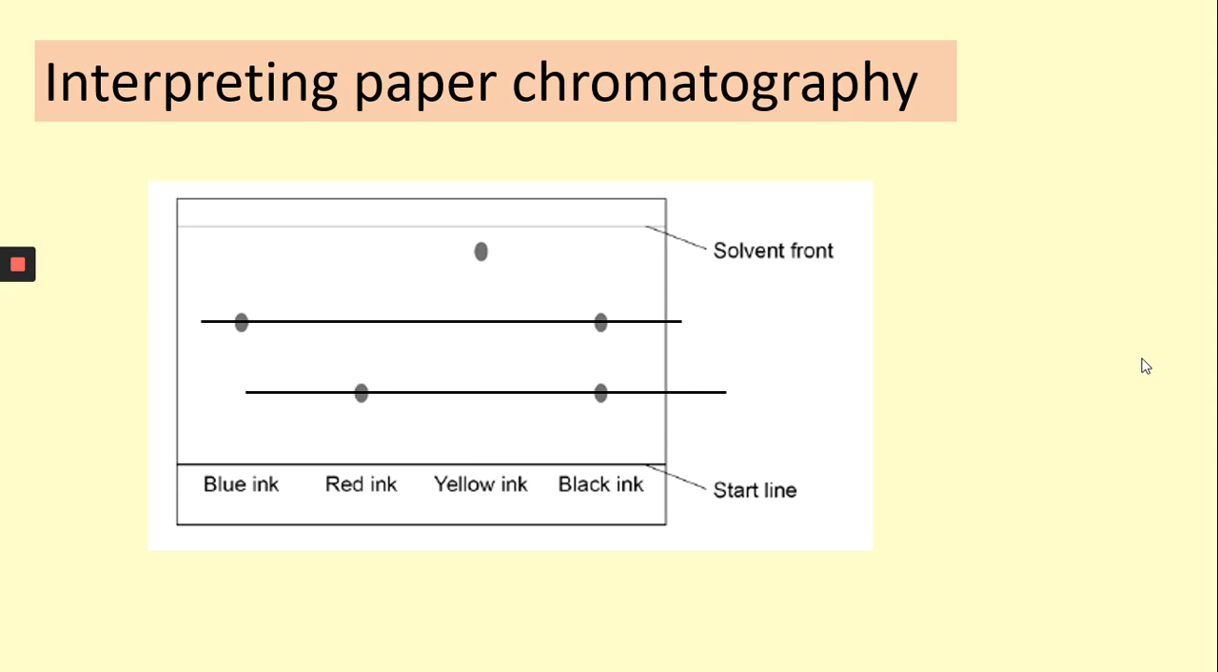Let's say I actually had a third spot on the black ink and it wasn't in line with any of the samples. When asked to interpret a chromatogram, we would actually have to say it contains a blue ink, a red ink, and an unknown ink. If we don't know what it is, we have to say it's an unknown ink.